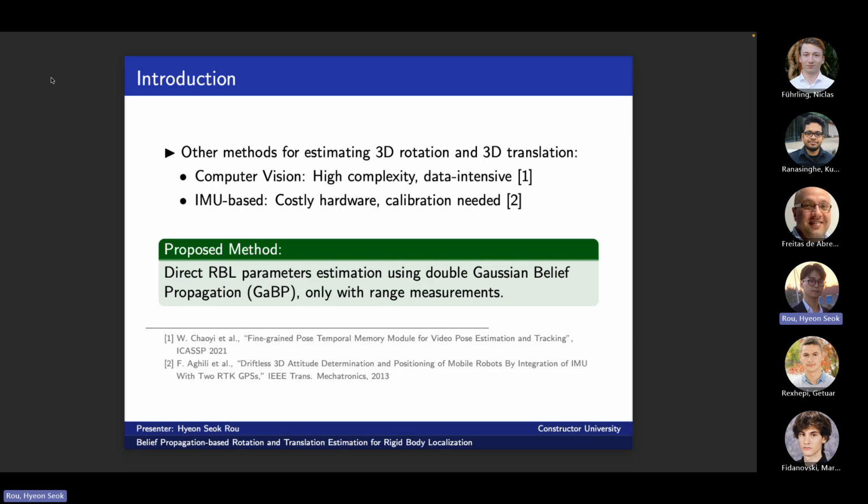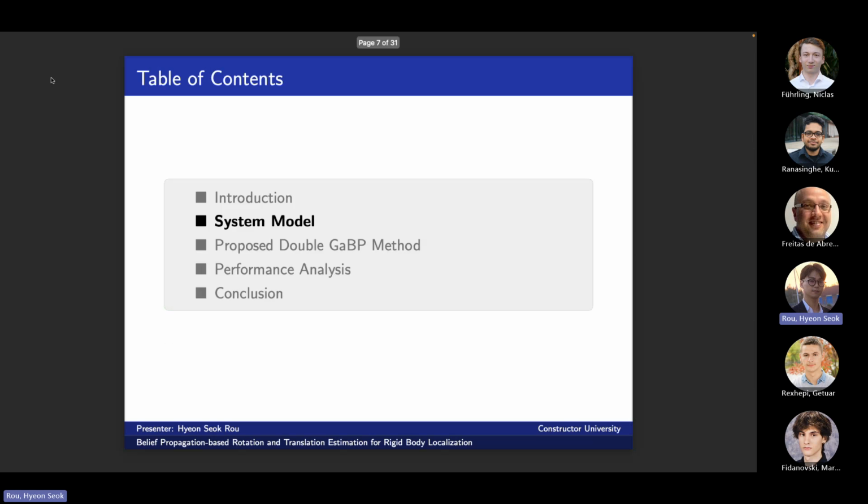So what we want to achieve is the estimation of the parameters using only the range measurement, which is very easily obtained, low power, and can be done using cheap hardware as well. The proposed method, differentiating it from the previous two, estimates the RBL parameters using what we call the double Gaussian belief propagation, as will be described now.